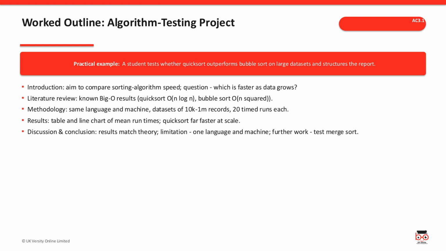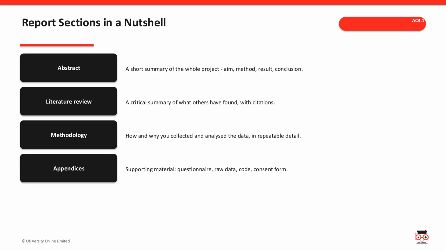The methodology fixes the same language and machine with data sets from 10,000 up to 1,000,000 records and 20 timed runs each, and the results show, in a table and line chart, quicksort pulling far ahead at scale. The discussion notes the results match theory, flags the single language and machine as a limitation, and suggests testing merge sort next.